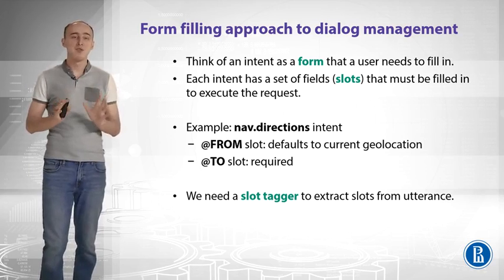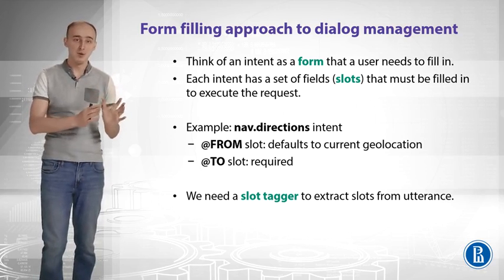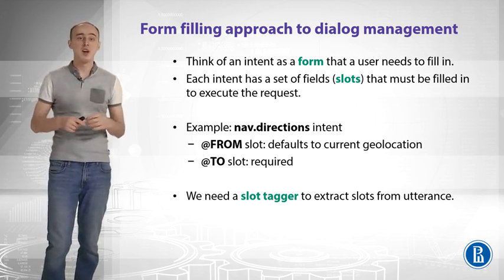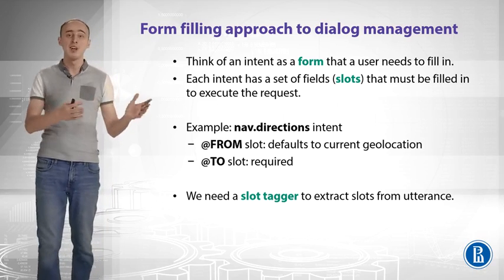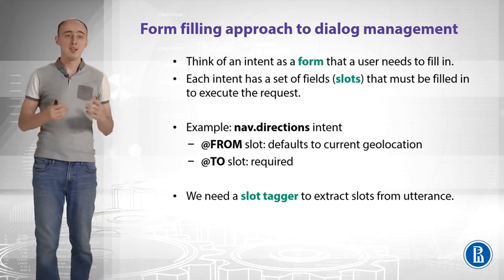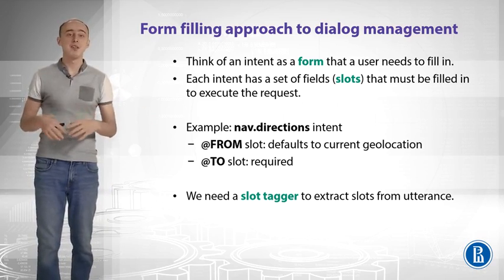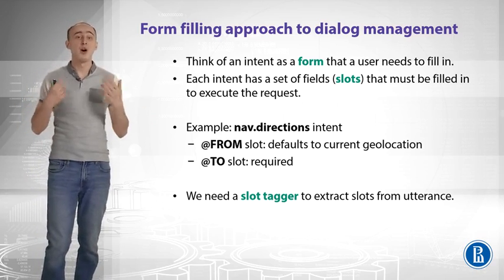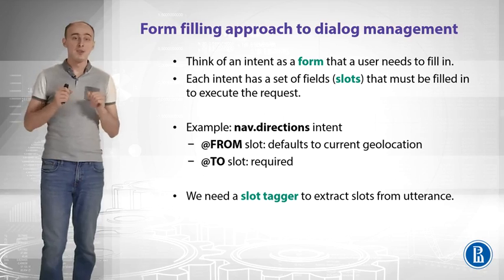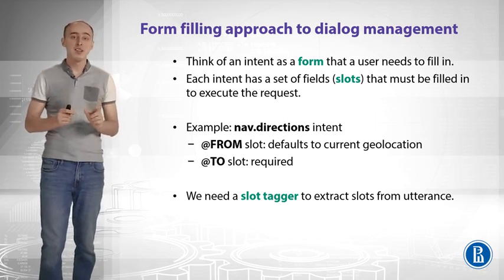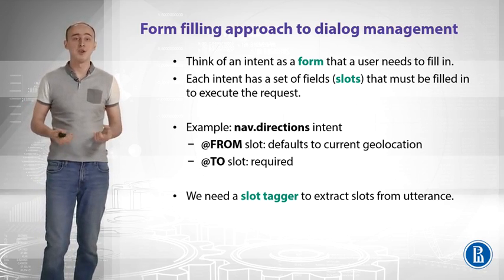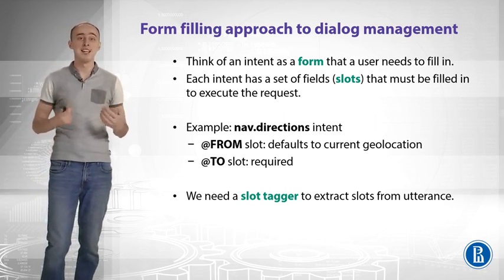So let's say we have two slots here, from and to, and the from slot is actually optional because it can default to the current geolocation of the user. And the to slot is required. We cannot build directions for you if you don't say where you want to go. And we need a slot tagger to extract slots from the user utterance. Whenever we get the utterance from the user, we need to know what slots are there and what intent is there.